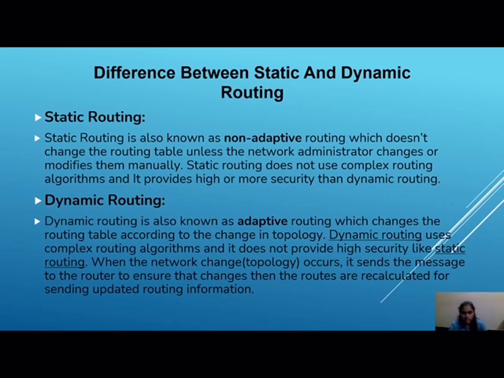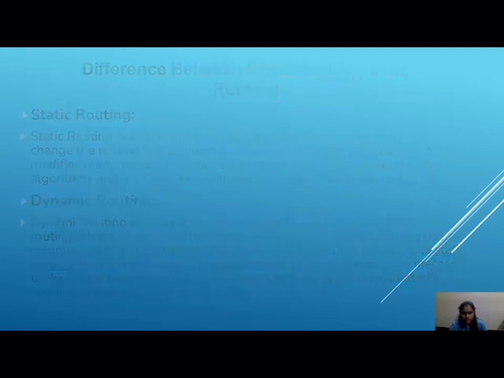Dynamic routing. Dynamic routing is also known as adaptive routing, which changes the routing table according to the change in the topology. Dynamic routing uses complex routing algorithms, and it does not provide high security like static routing. When a network change occurs, it sends a message to the routers to ensure the changes, then the routes are recalculated for sending updated routing information.